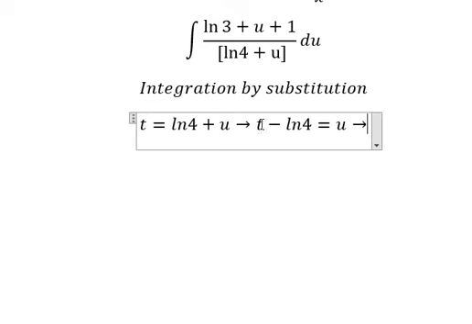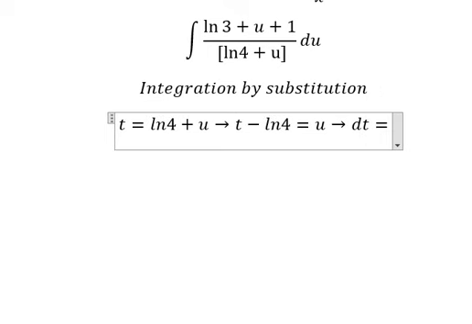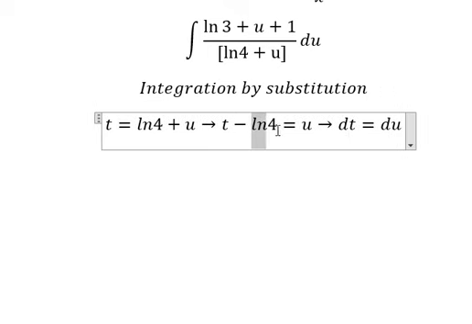Later, we need to first take the derivative of both sides, and we have dt equals du. This one is a constant, so you get 0. First, the derivative of t, we have 1. Similar for this one, that's why we have this one.